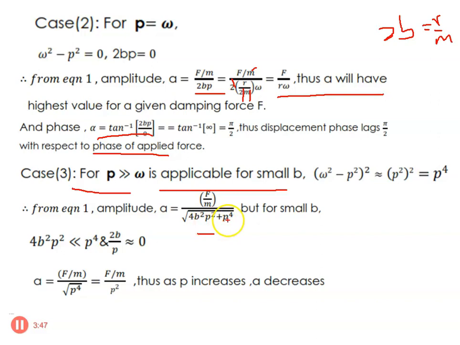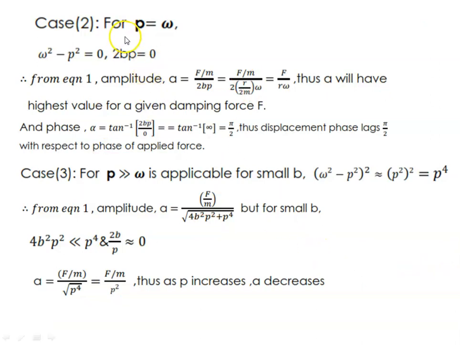So p power 4, when you raise to the fourth power, will be a very large value. Since the resistance b is very small, this first term is negligible. So F by m by square root of p power 4, that is F by m by p square. So what happened to this amplitude? Amplitude decreases with increase in p value. If the p value increases, the amplitude will decrease. So the larger the applied frequency, the more the amplitude will come down. So this is regarding p is very much greater than omega.